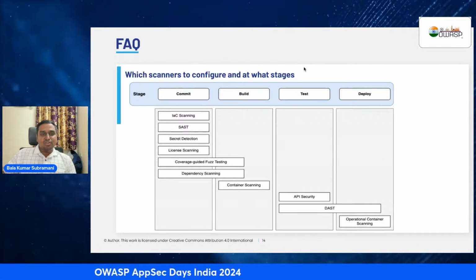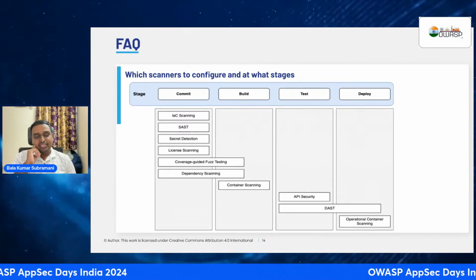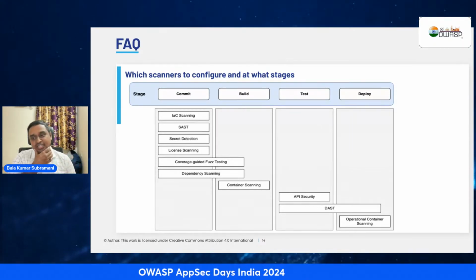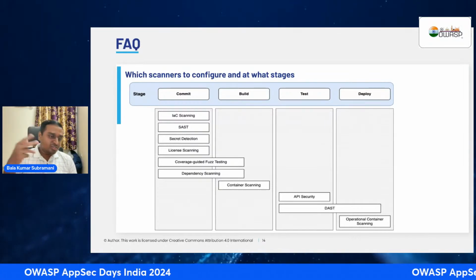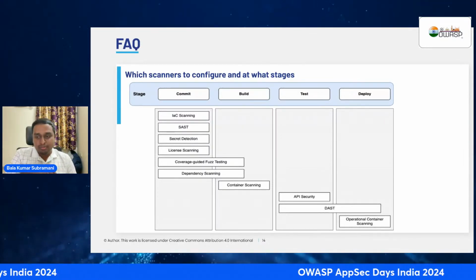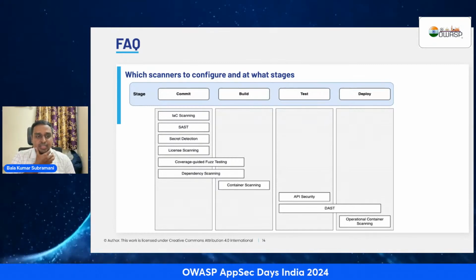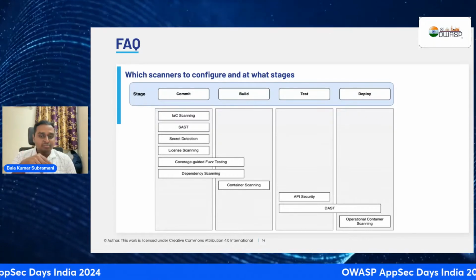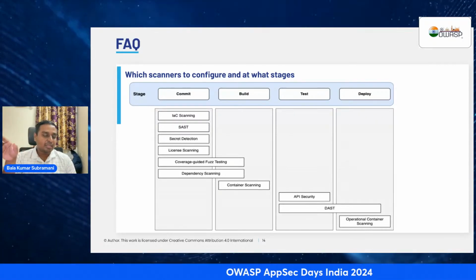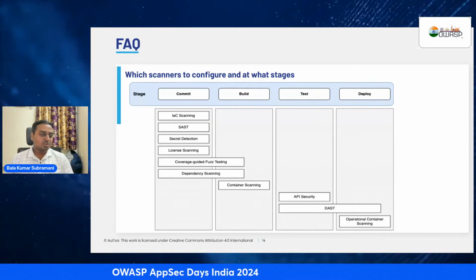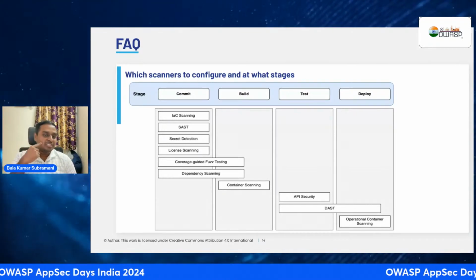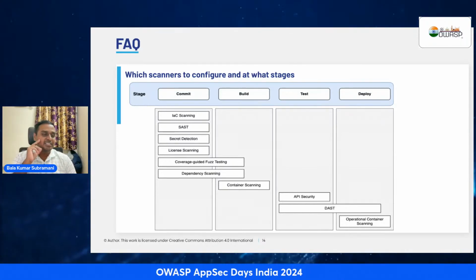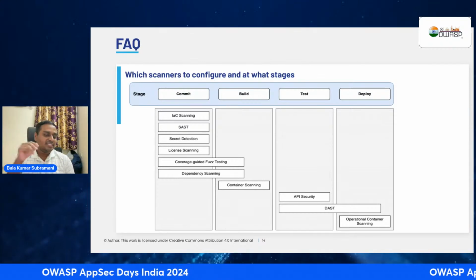So which scanners to configure and at what stage? That's an interesting question, because if we configure a wrong scanner at the wrong stage, then your pipelines may not be as optimized or productive. If a lint problem has to be caught, and in that same stage you're also running another scanner in parallel, that leads to a lot of pipeline runtime wastage. So it's important to identify the stages in your application CI/CD environment, and then configure the right scanners.